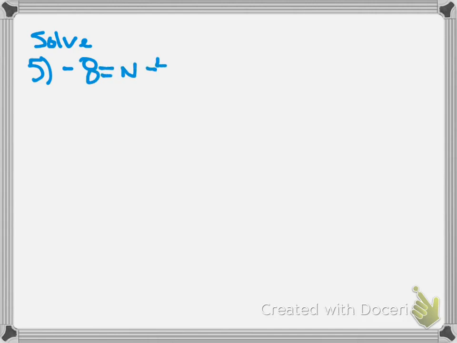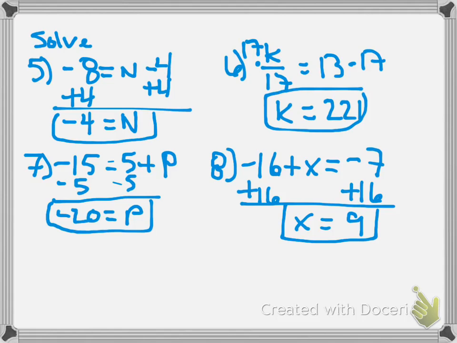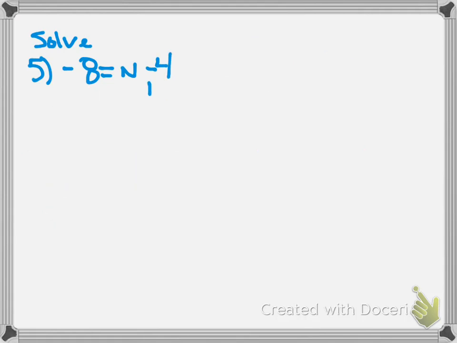Negative 8 is equal to n minus 4. Well, what is the opposite of a minus 4? Plus 4. So I have negative 8 plus 4, which is negative 4. n is equal to negative 4. And that's it. You don't have to do anything else. Identify the operation, guys, and then just do the inverse or opposite, and you're done.